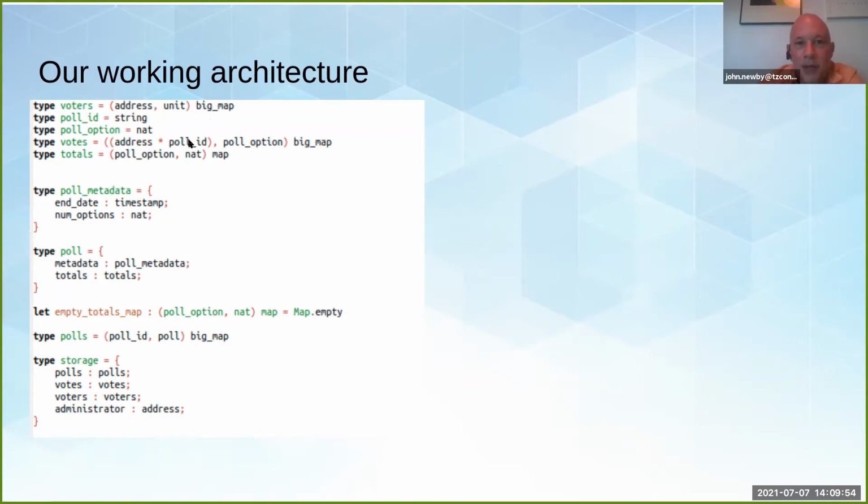So each element in the map is only loaded when it's called for. And so, of course, what we have to do is always index everything by all of the things that make up the key. So address and poll ID makes up the votes. Totals are indexed similarly. Voters are an address and a unit. So an address and an indicator of whether they're present or not. So you can just put the address in. If you get something back, they're a voter. If not, they are not.